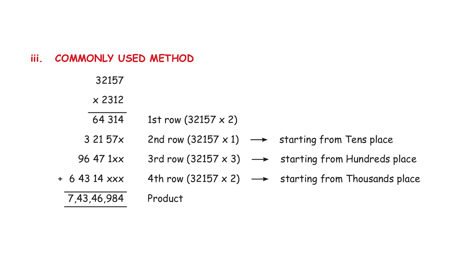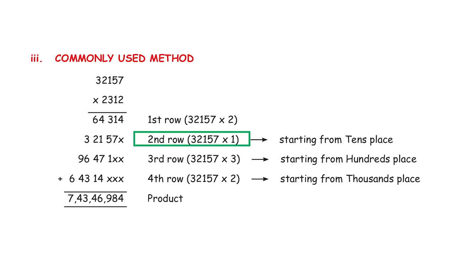Let's look at another method and try solving this question. This is a commonly used method. Have a look at that. How do you solve this question? 32157 into 2312. So the first step is, to get the first row, you need to multiply 32157 into 2. The 2 from the ones place. You get the first row, 64314.